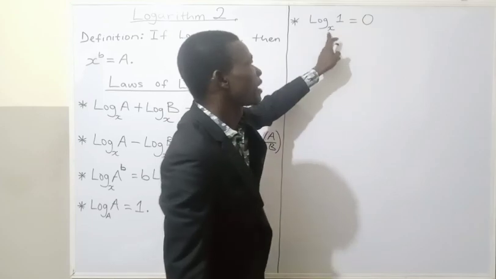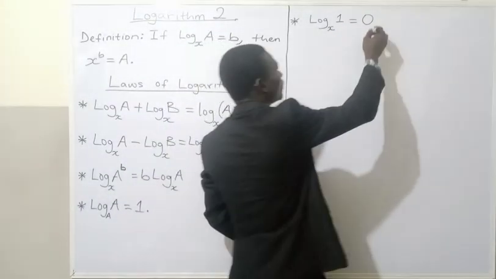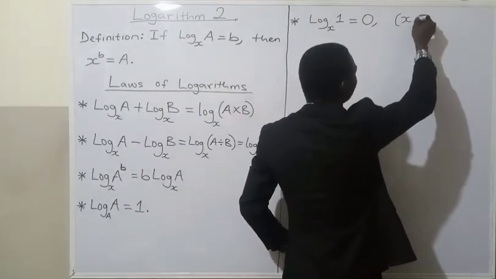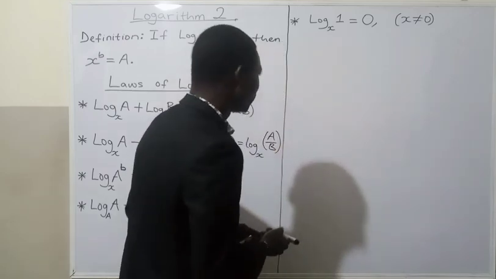So log 1 to base x is going to be equal to what? 0. But of course, there is an exception to this law. The exception is this: that x itself must not be equal to 0. So that is the 5th law.